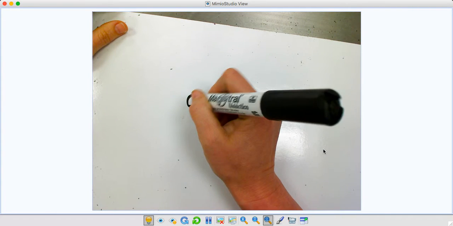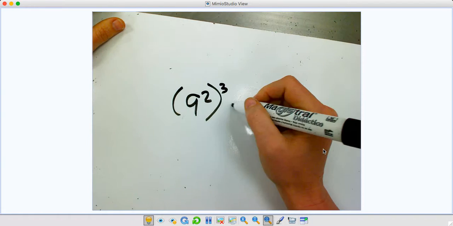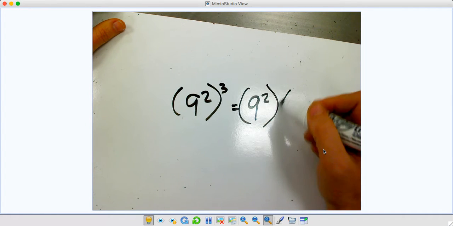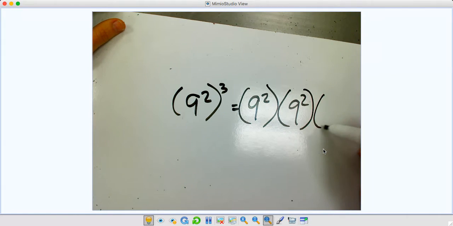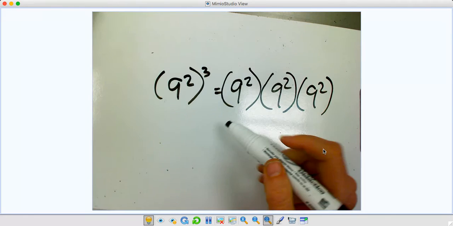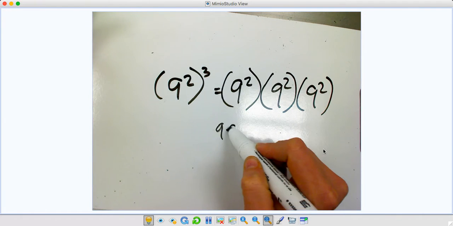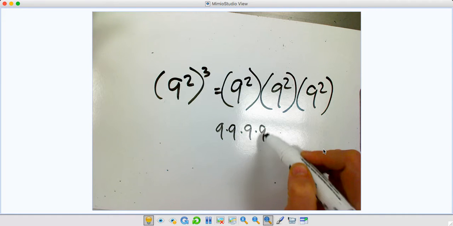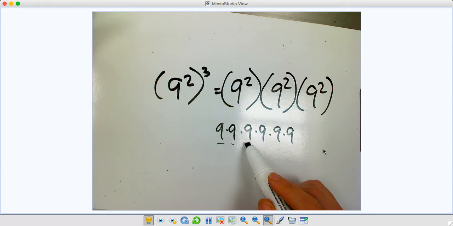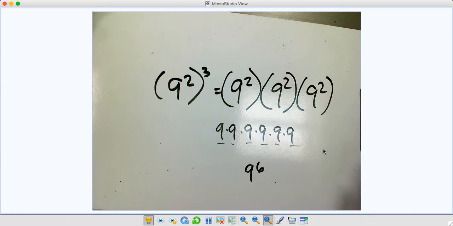I have 9 squared, and then I'm going to take that entire 9 squared, and I'm going to cube it. So in expanded form, this is going to look like 9 squared times 9 squared times 9 squared. Now, if I want to evaluate this, because I don't know the power of powers law yet, I'm going to put it in even more expanded form, which 9 squared would be 9 times 9 times 9 times 9. Ooh, and then there's 2 more 9s. Now I'm just going to count up my 9s. I have 1, 2, 3, 4, 5, 6 9s. So I get 9 to the 6th power. Okay.